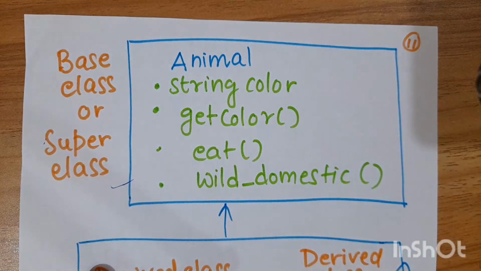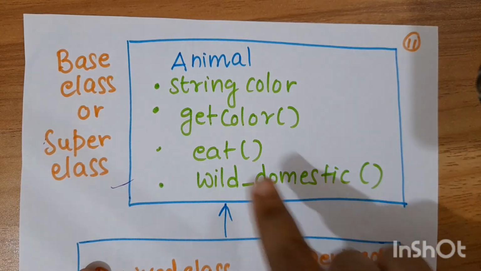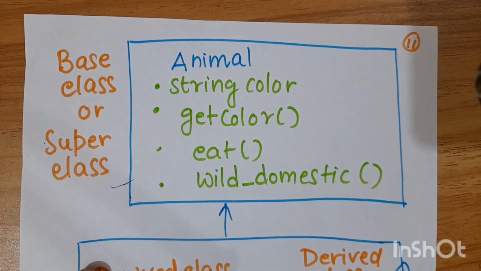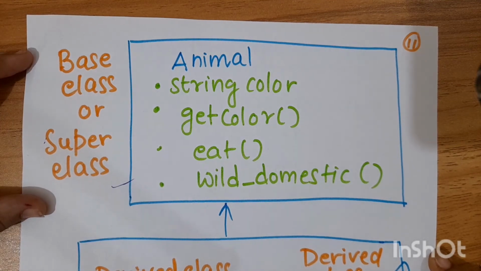Just see, I have an animal class. Animal will have a color. Animal will have a function get color. They will have a function eat. What they eat, whether it is a carnivorous animal, herbivorous animal, whether they are vegetarian, non-vegetarian, whether the animal is a wild animal or domestic animal. So these are the properties: get color, eat, wild, domestic. And color is a string. This is an attribute of the animal class. So it is a base class. Base class is also called superclass or parent class.